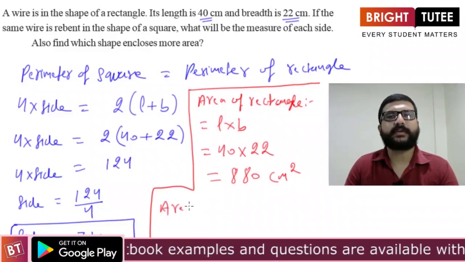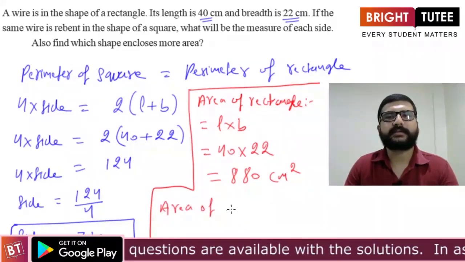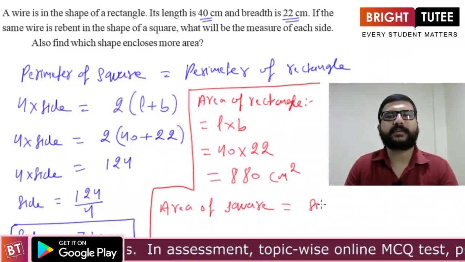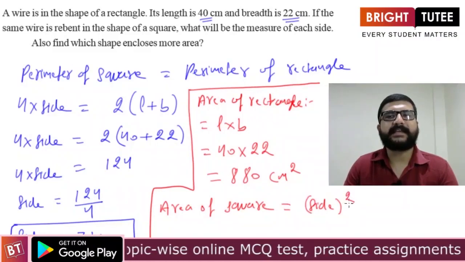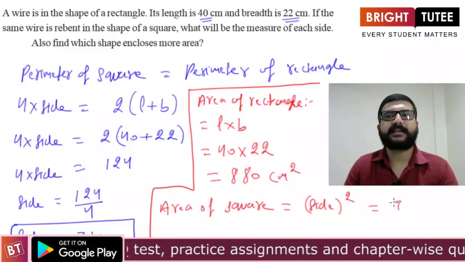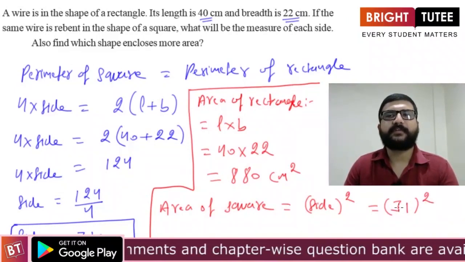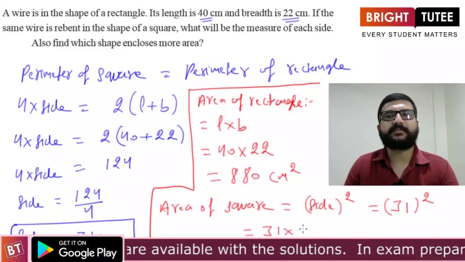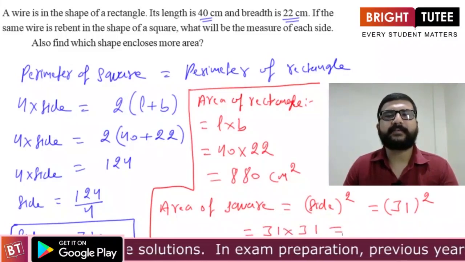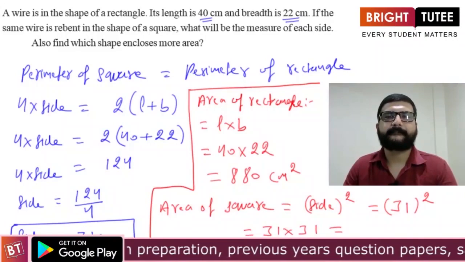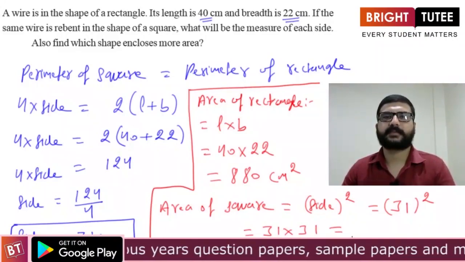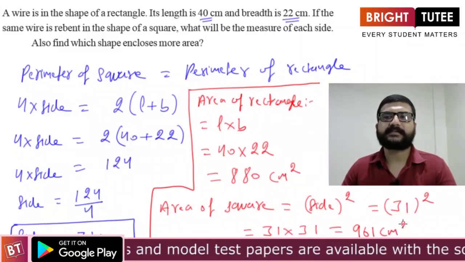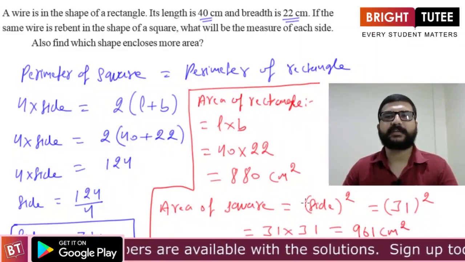Now let us find the area of the square also. So area of square is equal to side square. Now what is the side here? Side is 31. So this is 31 square. Finding 31 square means we have to find 31 into 31. Now what is 31 into 31? It is 961 square centimeters. So this is the area of a square.